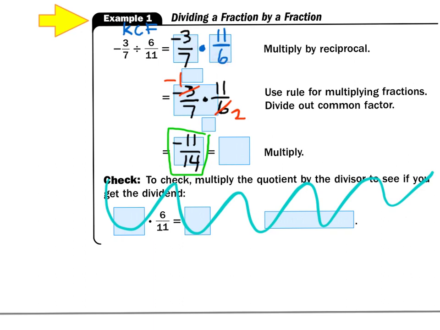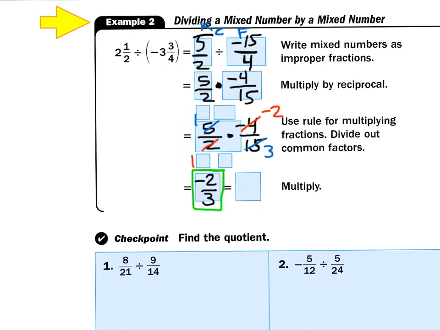And then we look for ways that we can cross cancel. I see the 3 and the 6 I can reduce. So notice down here I wrote it again. Negative 3 over 7 times 11 over 6. And then I grabbed my red and I divided both by 3. Negative 3 divided by 3 became negative 1. 6 divided by 3 became 2. And now I multiplied straight across. Negative 1 times 11 gave me negative 11 on top. 7 times 2 gave me 14 in the denominator. So it's negative 11/14.